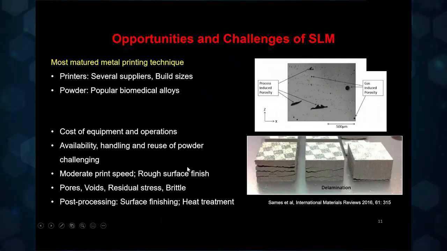If you don't do your printing right, you're going to run into all kinds of defects, shown as examples here in the figure. So there's porosity, there are gas filled voids, then the materials can delaminate, and more often than not, for the printed metals, these parts tend to be very brittle, and therefore they need a lot of post-processing in terms of improving the surface finish, the mechanical properties, and so on through heat treatment and other surface engineering techniques.